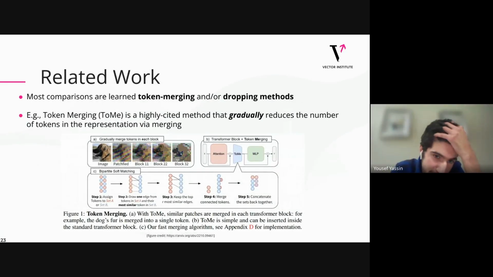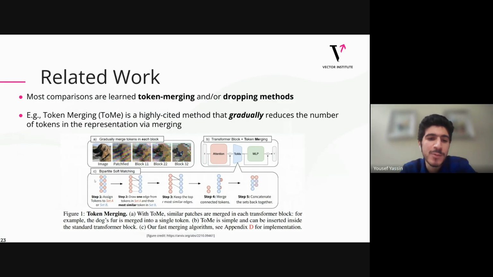And comparing LookWhere to some other works that focus on using transformers to increase the efficiency of processing high-resolution images, most comparisons are to token merging or dropping methods. So for example, token merging, or ToMe, is a highly cited method that gradually reduces the number of tokens in the representation via merging. At each layer, they basically take the patch tokens, divide them up into two sets, a set A and B, and they do an assignment between these two sets. Intuitively, the assignment assigns similar patches together.